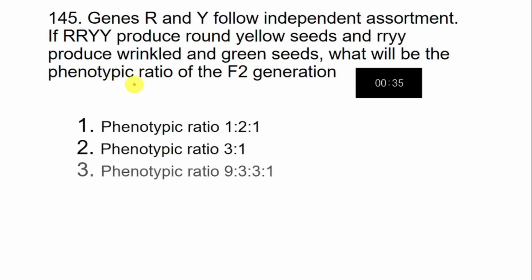So it will be option number 3, 9:3:3:1. So this was not a difficult question. It was just describing, instead of asking in one word what is the phenotypic ratio of dihybrid cross, they have expanded and explained the dihybrid cross itself. Next question.